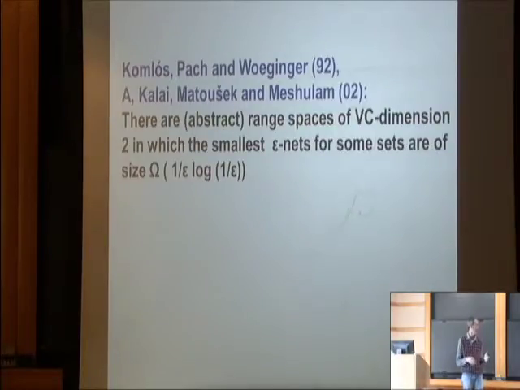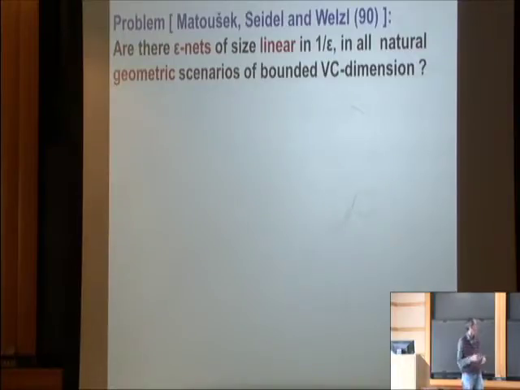And somehow this log, I'll talk quite a bit about this log, somehow people care about this log. I'll mention later why it is important, but let's say that we want to know if this log has to be there or not. Specifically, this was a problem suggested by Matoušek, Seidel, and Welzl some 20 years ago. They asked, as we said, in the abstract setting, we can construct these spaces with VC dimension 2 which require big epsilon nets. But somehow the thought was that maybe in all the natural geometric settings, like the examples that I showed you, if the VC dimension is small, then maybe the logarithmic factor is not needed, and the size of the epsilon net could always be linear in 1 over epsilon.